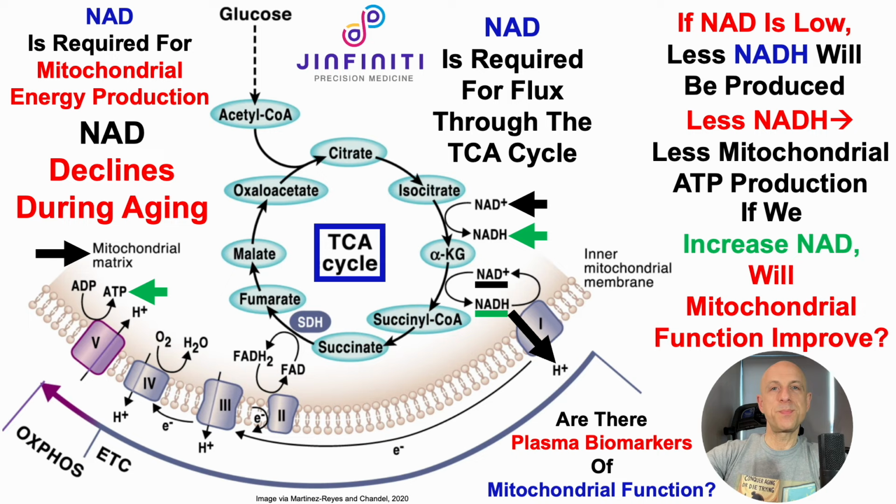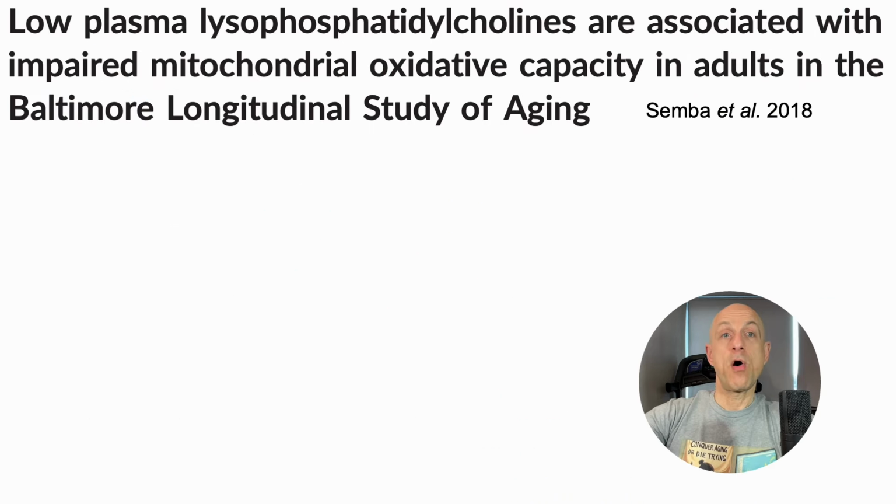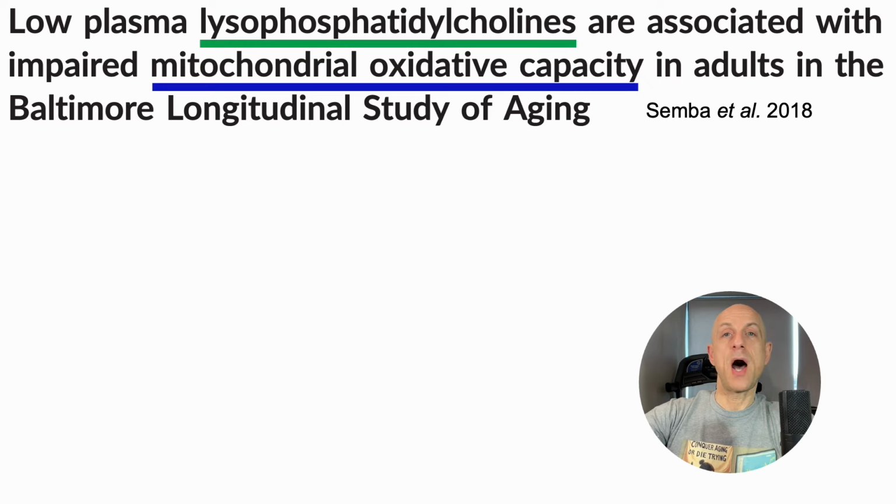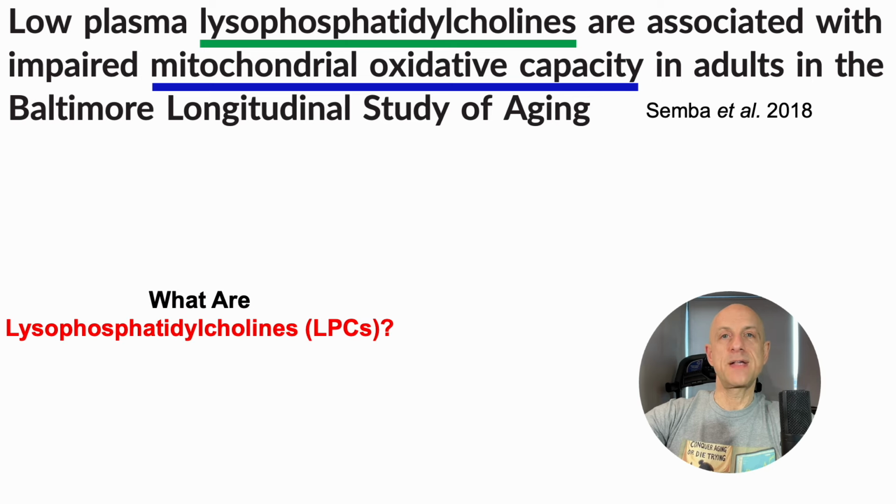But what about plasma biomarkers of mitochondrial function? So there are, and they are lysophosphatidylcholines, which have been associated with mitochondrial oxidative capacity or mitochondrial function. And these are lysophosphatidylcholines, which are in plasma, so plasma biomarkers of mitochondrial function. Now, lysophosphatidylcholines probably seem esoteric, and this is the first time I've introduced them on the channel. So let's dive into what are lysophosphatidylcholines before showing the published data.